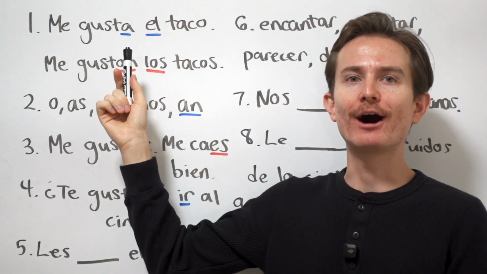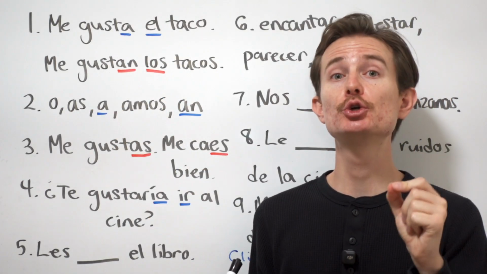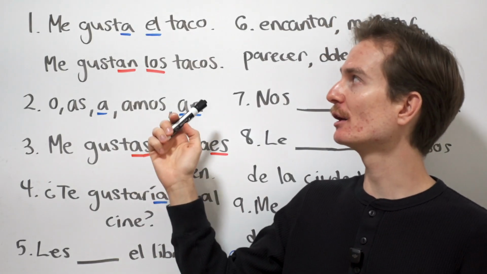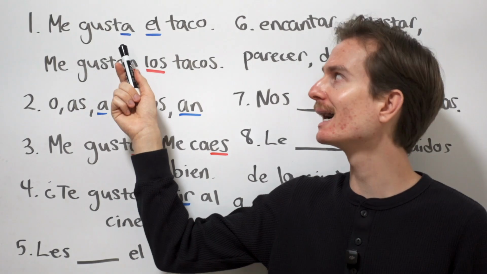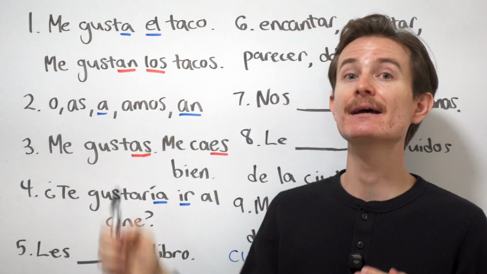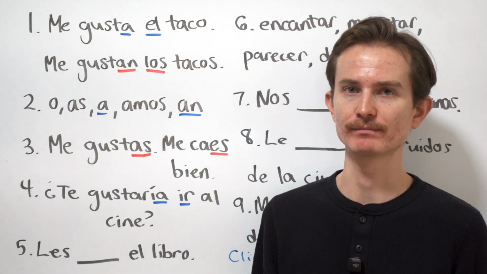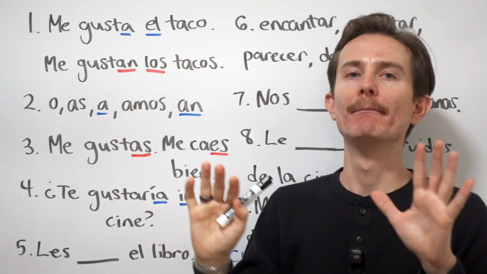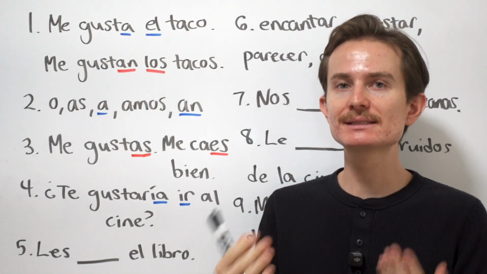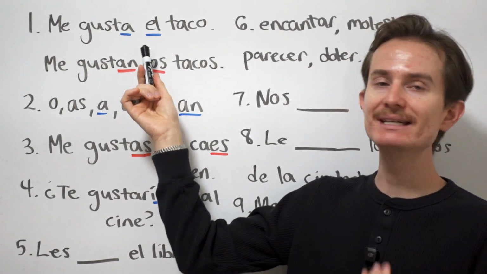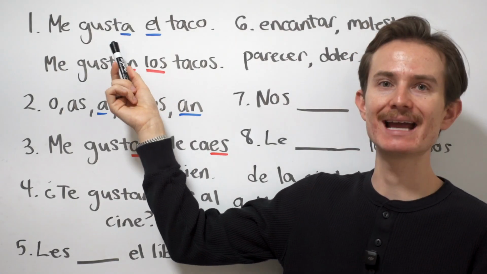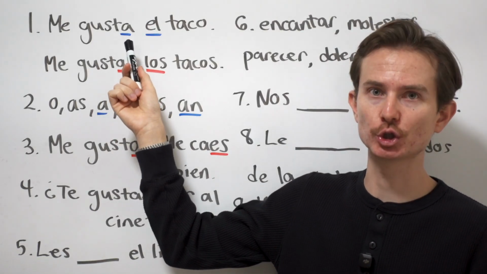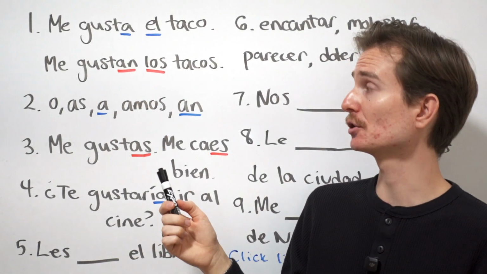Now, here's the thing. In English, we often translate gustar as to like. However, sometimes it makes it easier to understand how and when to use gustar if you think of this translation as to be pleasing to. So for example, the taco pleases me, which might sound a little weird, but this helps us more easily understand why we would say me gusta el taco instead of saying something like me gusto el taco, which sounds weird and is incorrect.